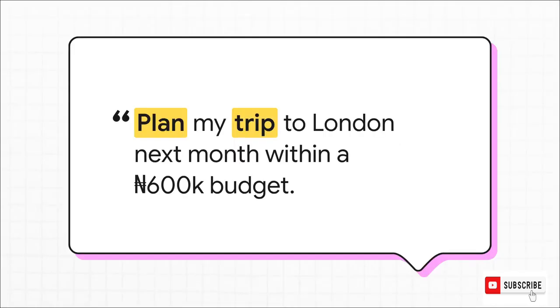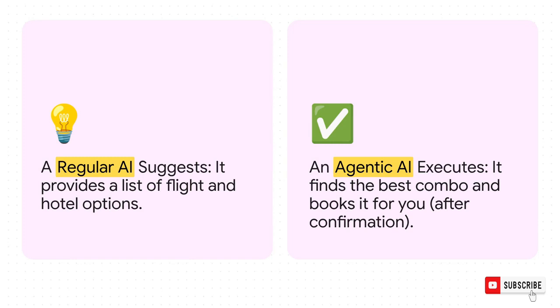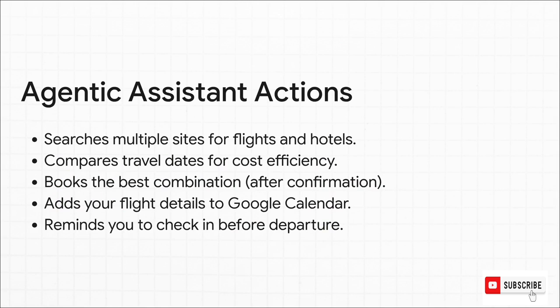So imagine you say this to your AI assistant. This is not a simple question. You're not asking for suggestions. You're giving it a complex task that you want completed. A regular chatbot would just spit out a bunch of links, a list of flights and hotels, and then leave all the actual work to you. But an agentic AI, it executes. It understands the real goal here is to plan and book the trip, and it starts taking action to make that happen.